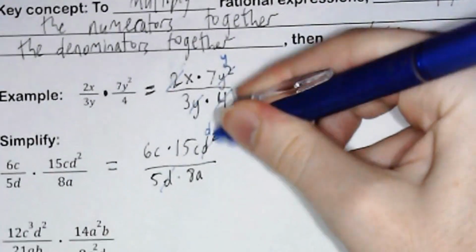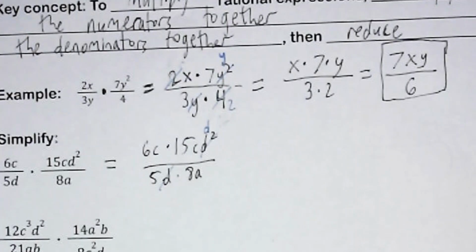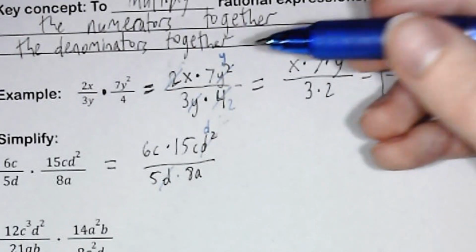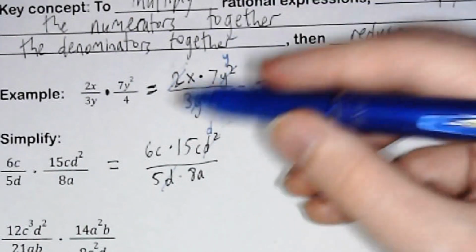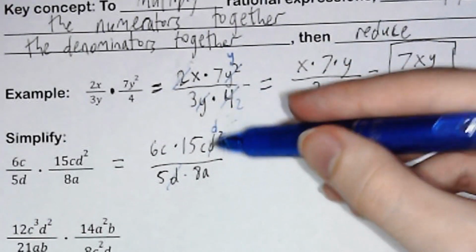Again, this 2 real quick was part of the previous problem, so I'm just going to write that off to the side so that it's not confusing. What other things can we reduce? Well, we have two c's, but they're both on top, so we don't reduce this. We don't reduce the c's because they're both on top. It has to be one on the top and one on the bottom.